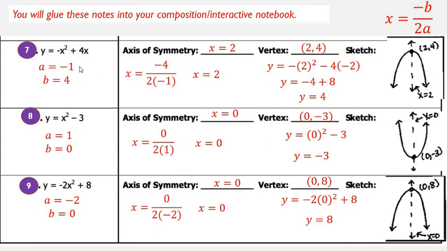Were you able to find your axis of symmetry using this formula x equals negative b over 2a? Were you able to substitute that in and come up with your axis of symmetry? Were you able to substitute it back in the quadratic equation right here and come up with your y in order to come up with your vertex, which is your x and y right here? Were you able to sketch it? If not, go back and study these notes.